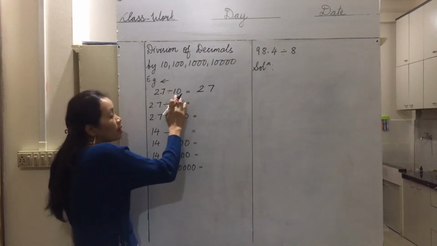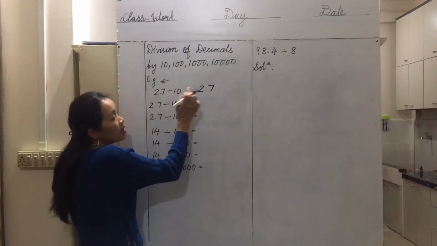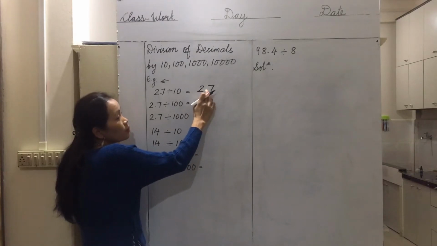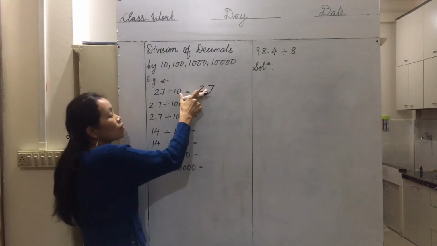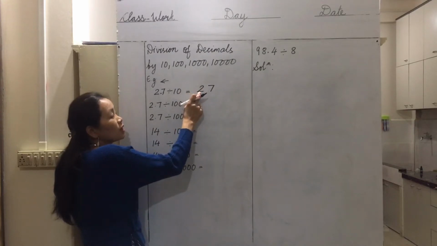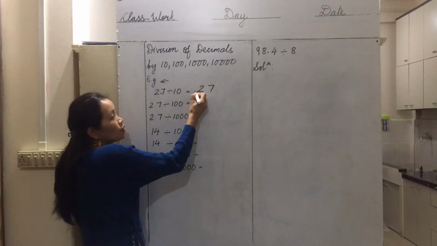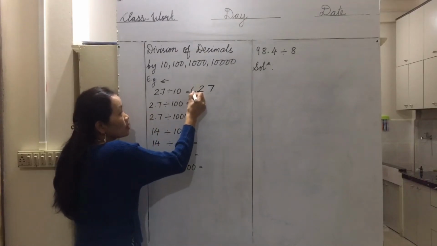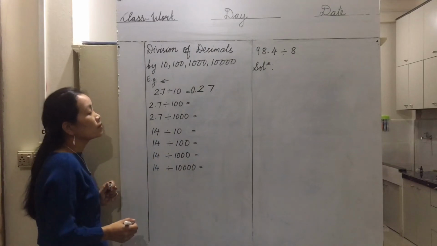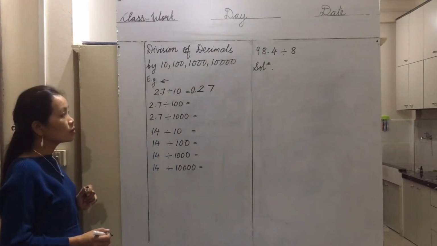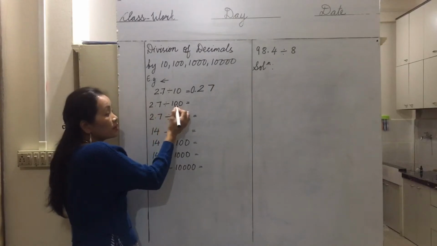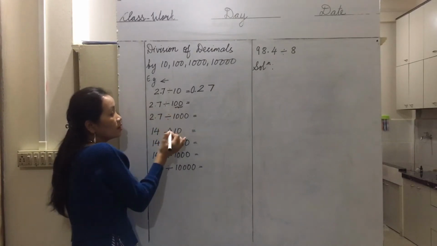The divisor has one zero, and the point was between 2 and 7. So if it moves one step to the left, then the point comes before the 2. Since there is no digit before the point, we write 0 here, right? So it becomes 0.27. When 2.7 is divided by 100, there are two zeros here, right?